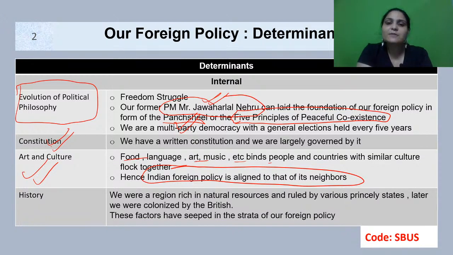In fact, there was a very famous question in the mains examination: history can change, but geography cannot. You can still change the history, you can rewrite the books, but you cannot change the geography. It's the physical part of it. And that's why you have to be aware of it.